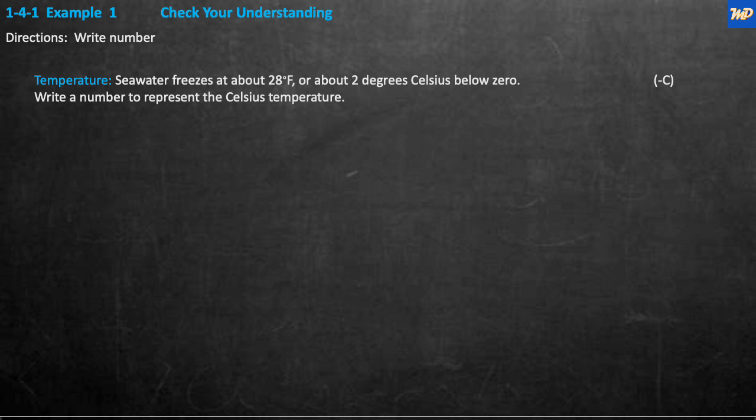Well, if it says 2 degrees Celsius below zero and they want us to write the number, what are we going to write? Well, we can start with 2. They want it below zero, so that means it's going to be -2 because we start at 0 and go down to -1, -2, -3, below the 0. Okay? So writing the number represents the Celsius temperature. -2, and we can add Celsius, but the -2 would suffice here.